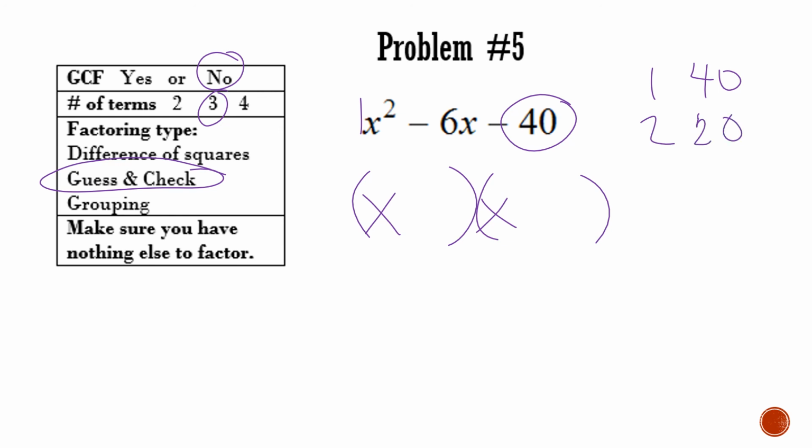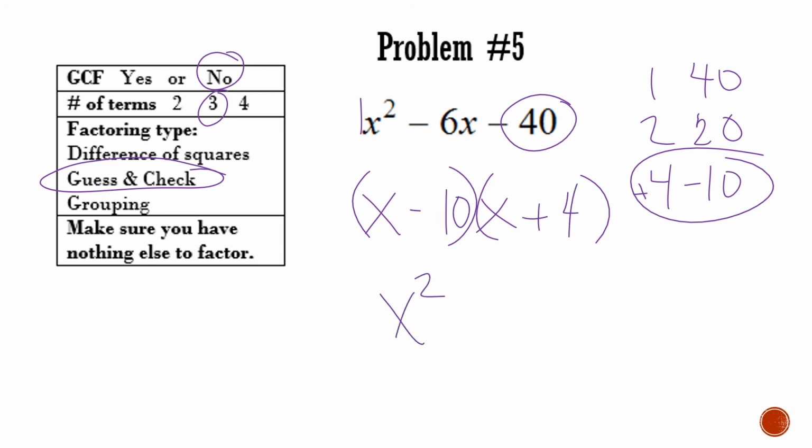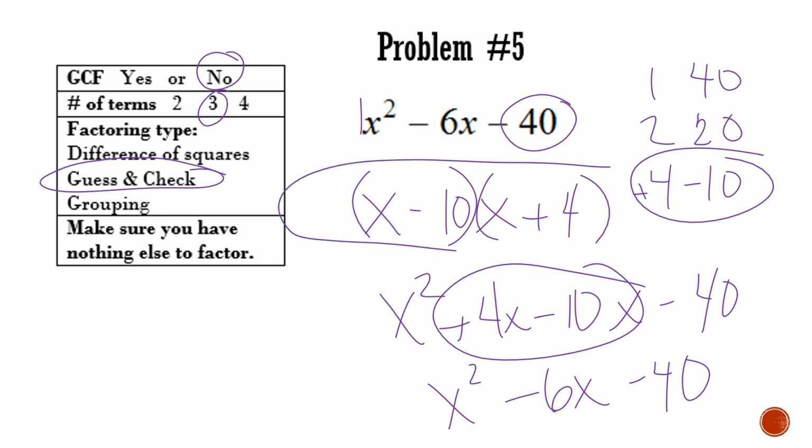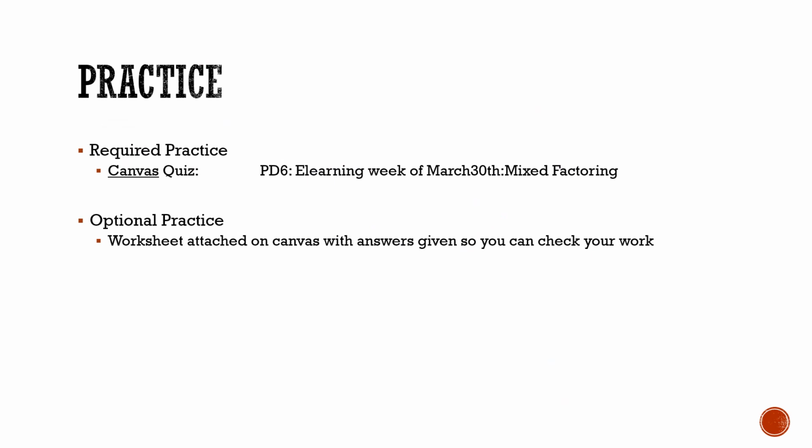okay, that get me to 6. And there they are, 4 and 10. Okay, so I know I want a negative 10 and a positive 4 to make negative 6. So negative 10, positive 4, and when I distribute that back out, I get x squared plus 4x minus 10x minus 40. And those middle terms do combine to give me negative 6x. So x squared minus 6x minus 40 is my original problem. So here's my final answer.